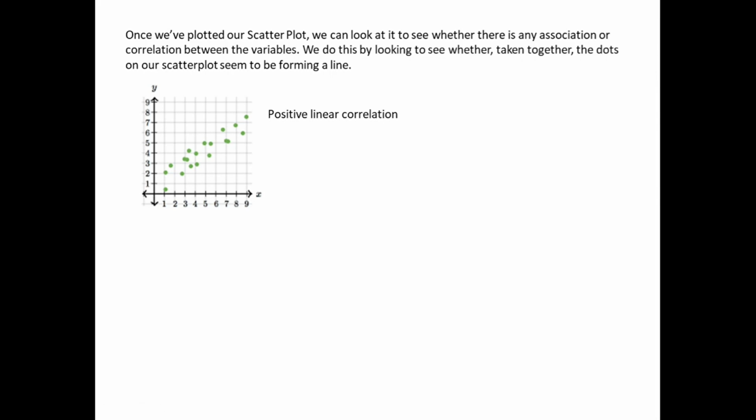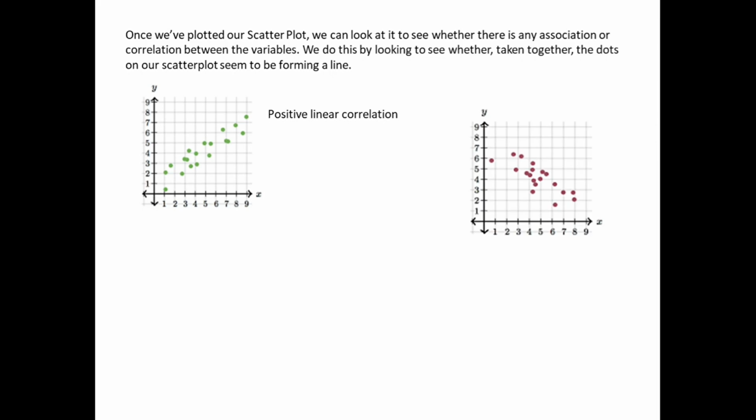The better you do in maths, the more likely you are to do well in physics, and vice versa. Alternatively, your dots could form a pattern like this. Again, they are forming a line, roughly speaking, but now this line is pointing the other way. So it's pointing down to the right. We call this a negative linear correlation.